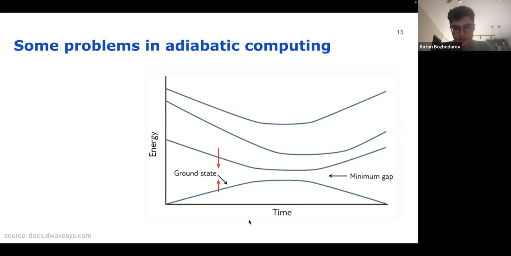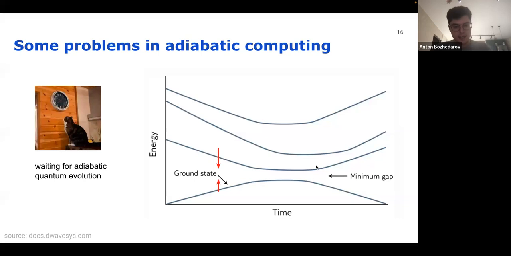Adiabatic evolution means that we will not jump from the ground state to the first excited state. Of course, it should be a very long process, but we are not able to achieve that in engineering terms. We need a trade-off between systems that are not completely adiabatic, because the evolution is too quick, and the engineering problem of preserving the coherence of the qubits, so they will not destroy the system by themselves.